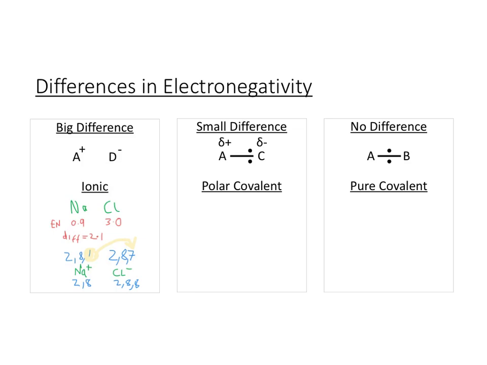At the other end of the spectrum we have the situation where there is no difference in electronegativity between the two atoms that are bonding. These little dots here are trying to represent the electrons that are shared between the two atoms making the bond, and here they are shared equally, they're right in the middle.